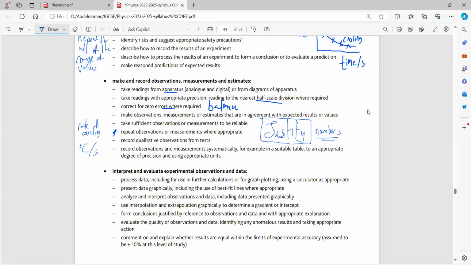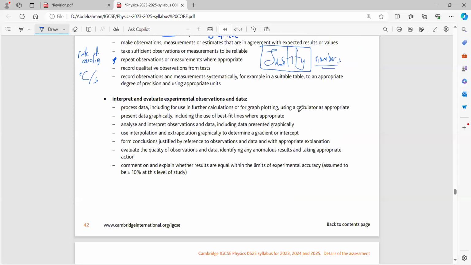Which degree of accuracy? Yes, I will talk about the accuracy in a minute. Type some of the experimental observations. Okay, we need to know how to use a calculator. Okay, a graph, plotting data graphically. Okay, best fit lines. Yes, best fit lines.